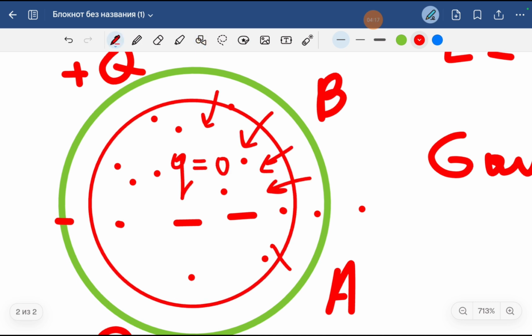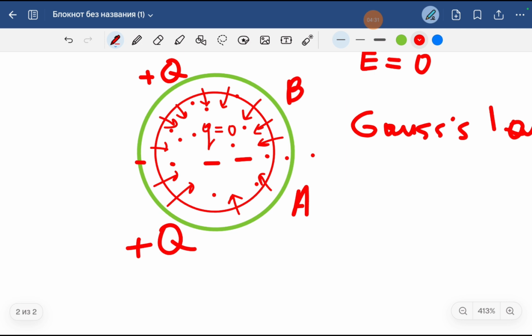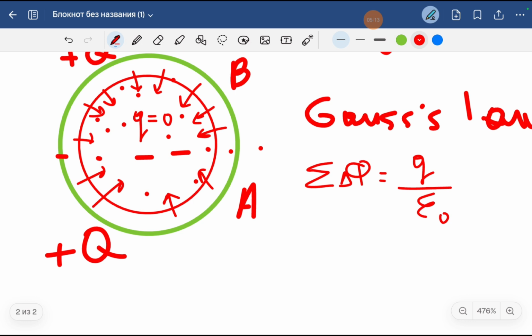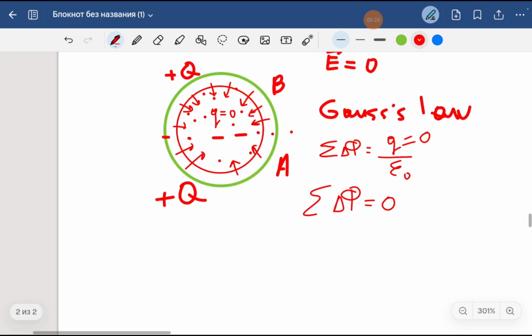Now, let's draw a closed spherical surface inside of the spherical shell. Due to the symmetry of the sphere, the electric field on the surface will have the same magnitude at all points. That's why I'm drawing vectors of equal length for the electric field. Let's write down Gauss's law. The sum of the elementary fluxes for the closed surface, in this case the sphere, is equal to the charge inside the surface divided by the electric constant.